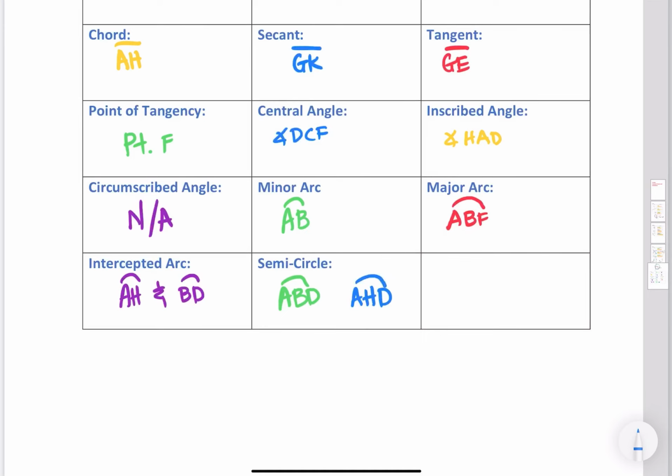Okay, so that's basically your terms and definitions of a circle that you need to know.